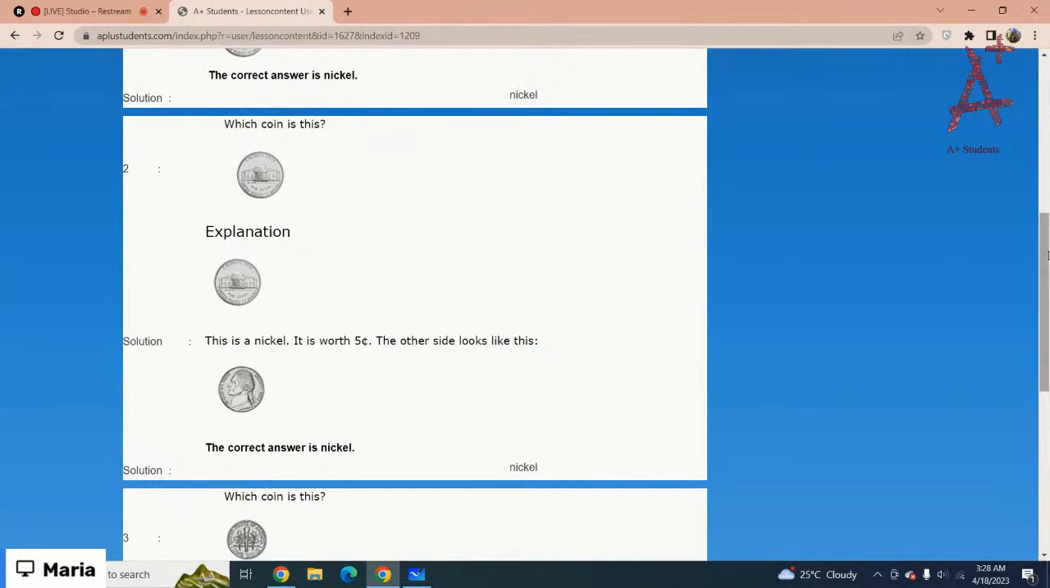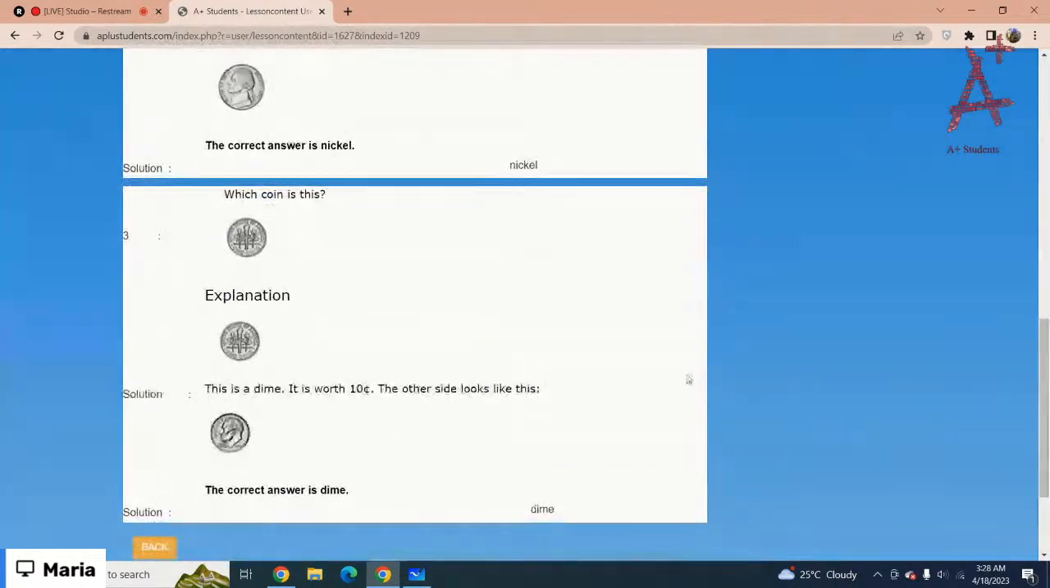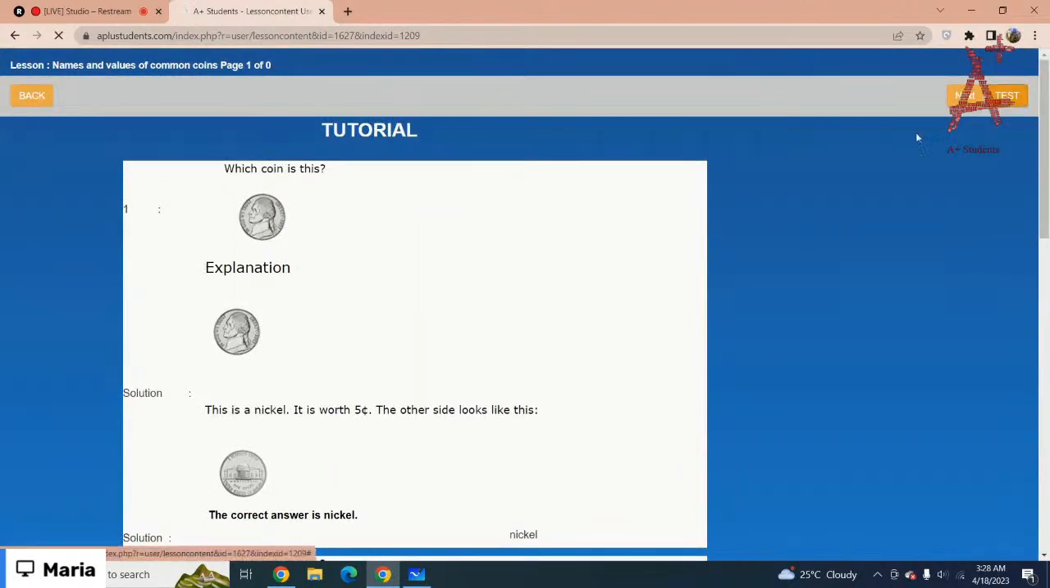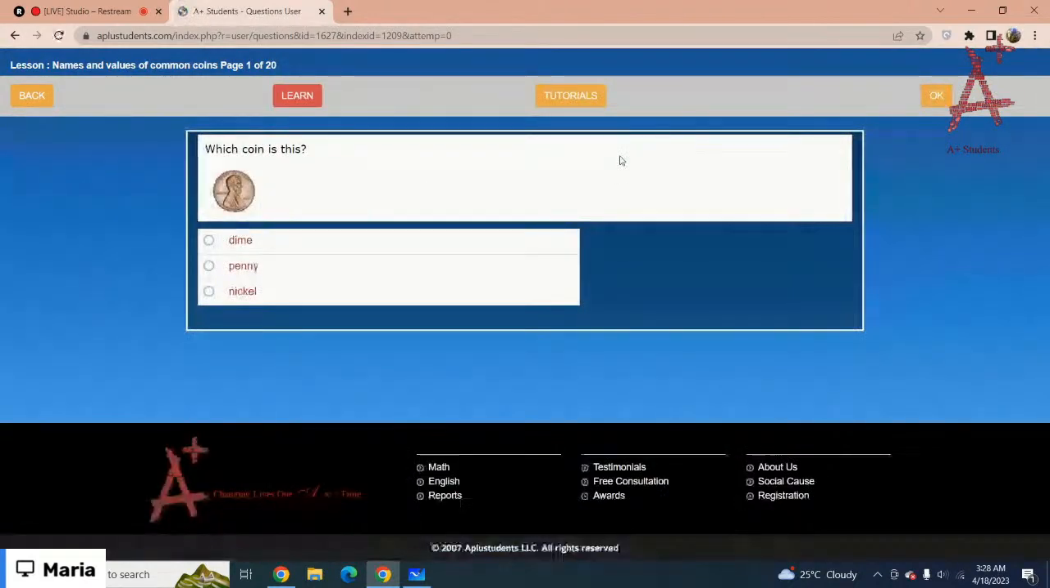Got it? Okay, here we have another coin. The smaller coin, it would be dime and it is worth 10 penny. Got it? It is smaller than the nickel. Okay, let's just start with the test questions. Okay, which coin is this? Dime, penny, or nickel?